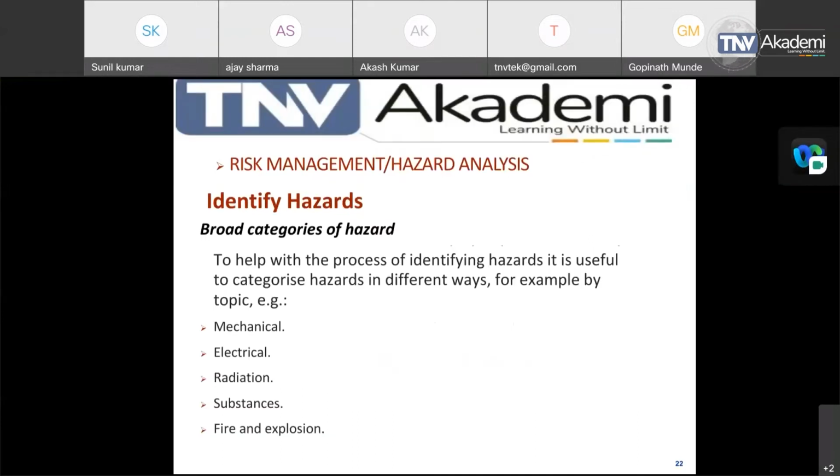Risk management or a hazard analysis: how to identify your hazard. There is a broad category of hazard that helps the process of identifying hazards. It's useful to categorize hazards in different ways, for example, in every aspect: your ingredient portfolio, your process portfolio, your department, your finished goods, your product portfolio.